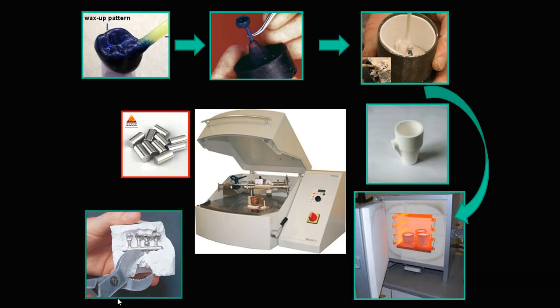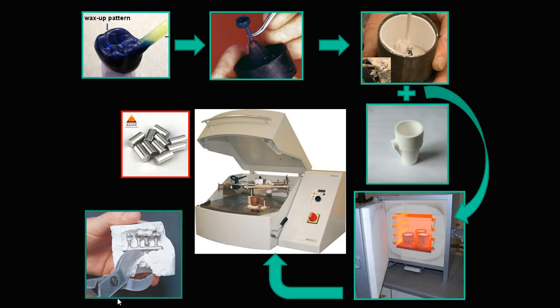Once the investment procedure is complete, the casting ring along with the casting crucible are placed inside a burnout machine. The purpose of the burnout machine is to eliminate all of the wax residue, leaving behind an empty mold space, as well as to increase the temperature of the casting ring and the casting crucible. Once the burnout cycle is complete, the red hot casting ring and the red hot crucible are carefully taken and placed inside the casting machine.